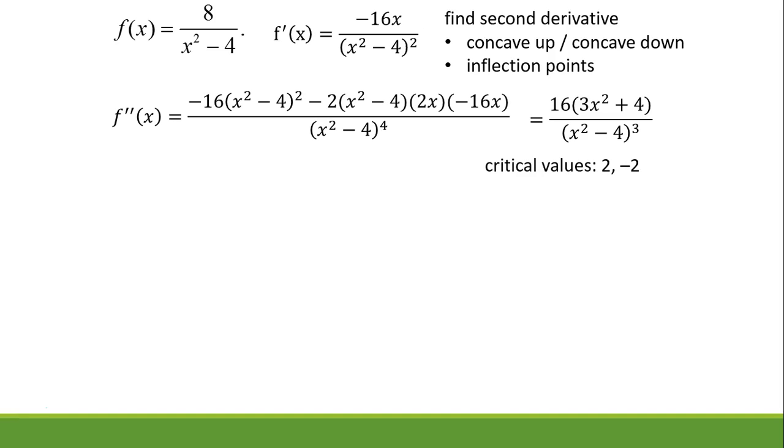But the denominator is equal to 0 at 2 and negative 2. So those are the values we need to look at for our sign chart for our second derivative. Negative 2 and positive 2 break our number line into 3 intervals. But we know that there are vertical asymptotes where x is negative 2 and where x is positive 2. So we won't have inflection points there.